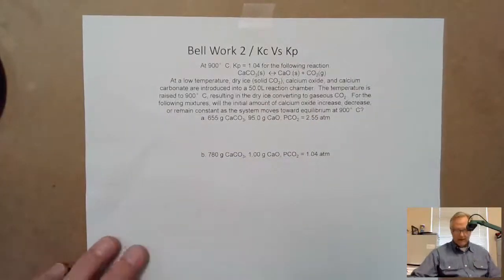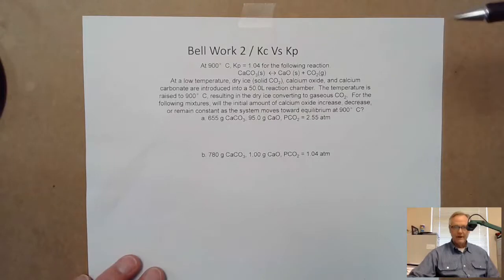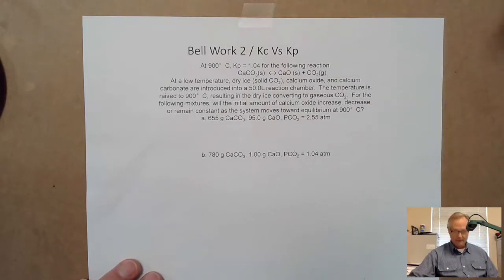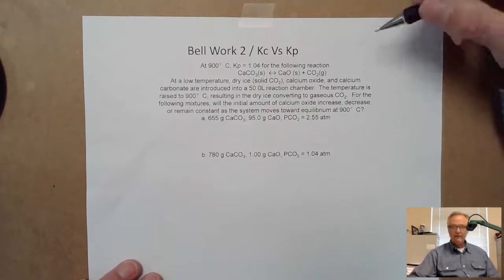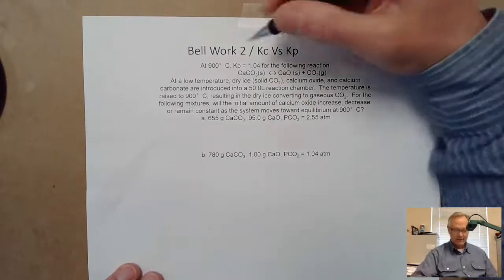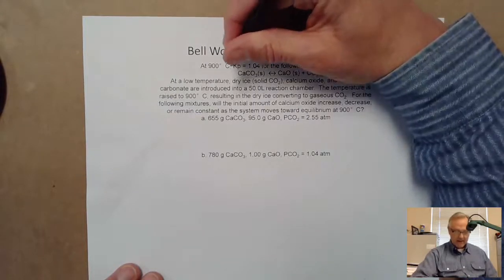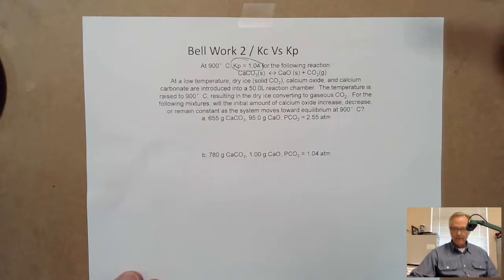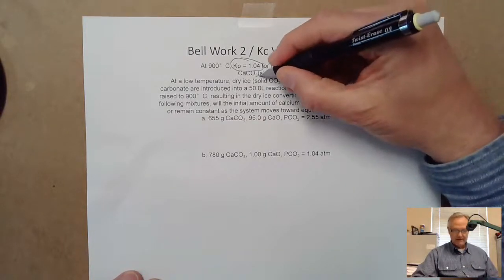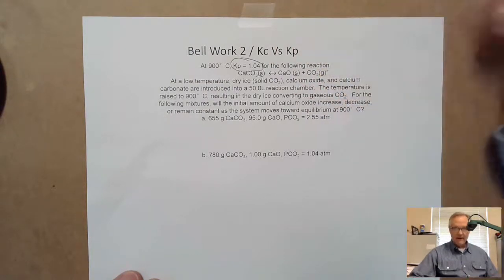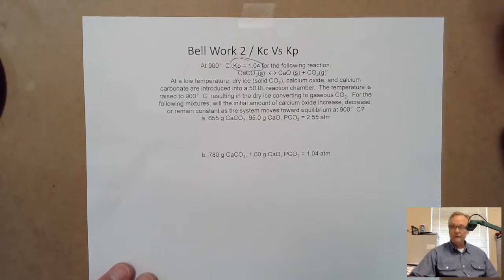All right, good morning. I'd like to go over the bell work with y'all today. What I want to do is read through it and just point out a couple of things. First of all, it's giving you KP, not the KC. In this one it says at 900 degrees, the KP is 1.04 for the following reaction. Now when I look at this reaction, guys, you see how this is a solid, this is a solid, and this is the gas. All right, so that's going to come into play in just a few minutes.